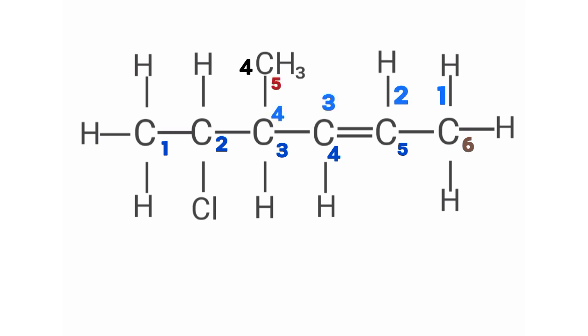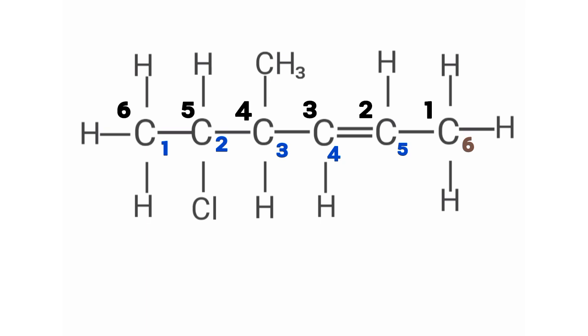So here we have a 4 carbon chain, a 5 carbon chain, and a 6 carbon chain. 6 is greater than 4 and 5. So the longest continuous carbon chain is 6. Now that we have identified the longest continuous carbon chain to be 6, we number it from the right to the left and then from the left to the right. So we have already numbered this from the left to the right. Let's also number it from the right to the left.